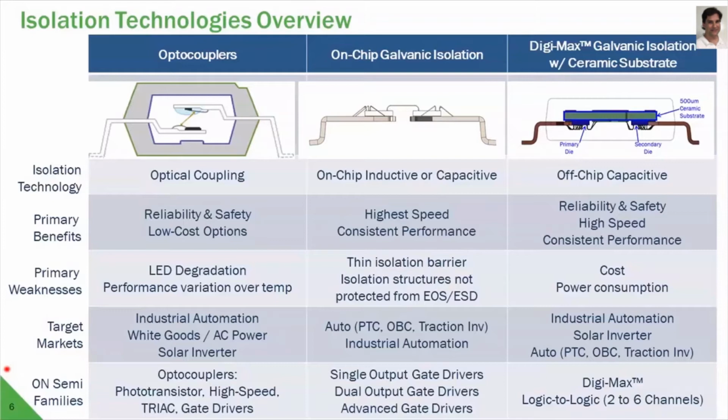The ceramic isolator technology is a little bit more expensive to implement, and the capacitors are large, so the power consumption is slightly higher than compared to the on-chip version. Target markets are industrial automation, solar inverters, and the same automotive applications that on-chip isolators are found in. The Digi-Max is currently available in 2-channel bi-directional logic-to-logic. However, we'll be launching more products in this family, up to 6 channels and multiple channels communicating in each direction.